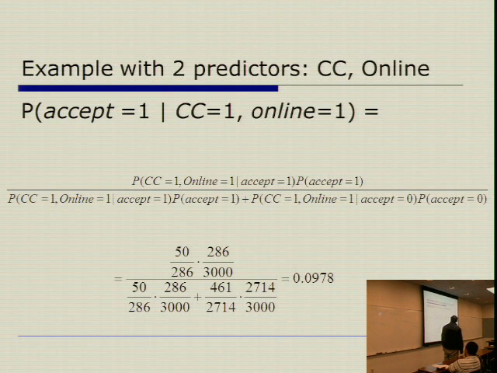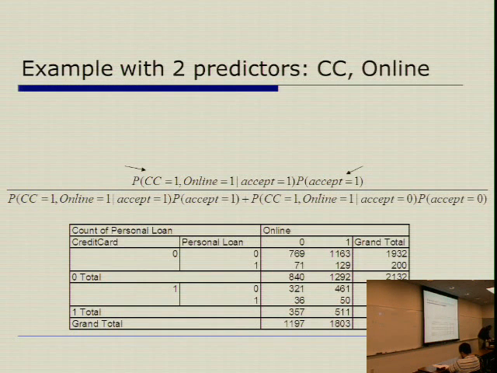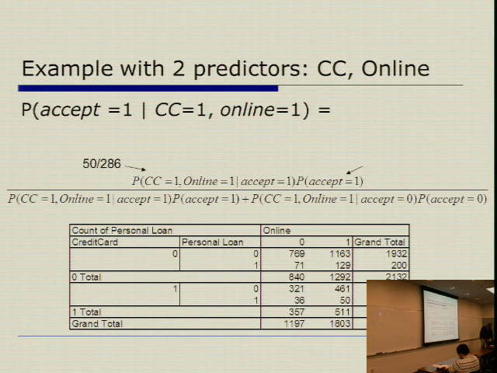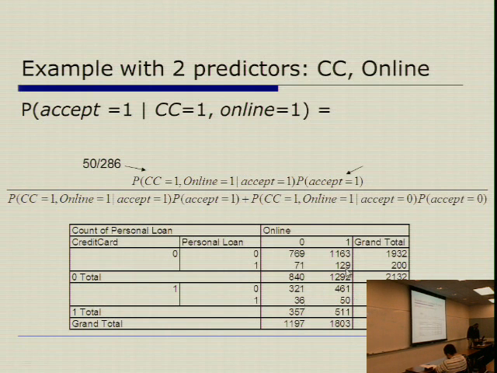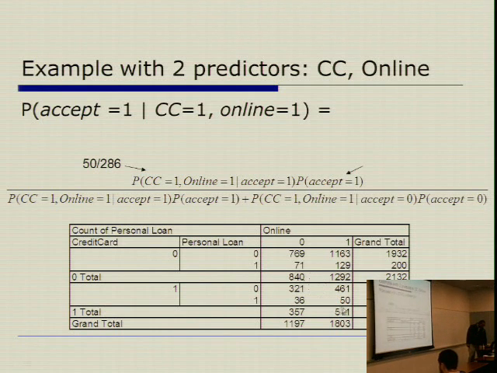As in, the 286 is the number of people who accepted. Well, let's go back. Okay, let's see, 286 here. I see. 286 must be a summation of 129 and 71 and so on. That's exactly 250 and 36. Right?